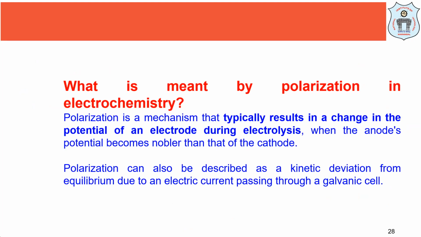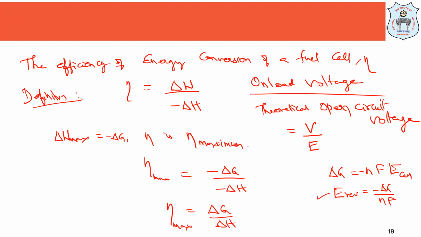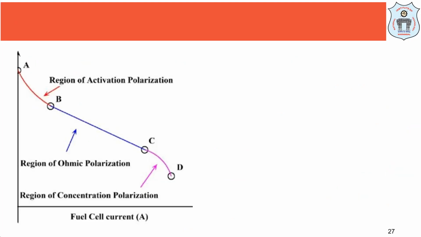Meaning of polarization in electrochemistry is, it is a mechanism by which there is a change in potential of an electrode during electrolysis or during fuel cell operations, because the anode's potential becomes nobler than that of the cathode. So polarization can also be described as a kinetic deviation from equilibrium due to an electric current passing through a galvanic cell. The effect of polarization is to reduce the voltage and thereby decrease the efficiency of the cell from its maximum efficiency. So there are different types of polarizations taking place.